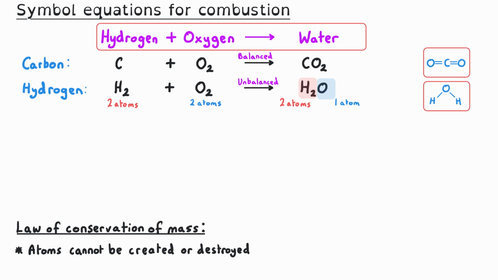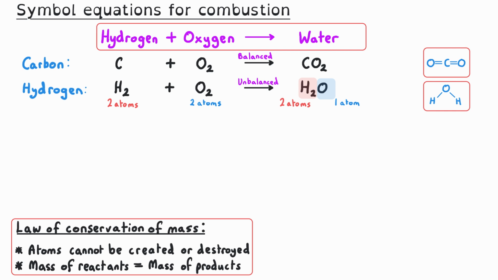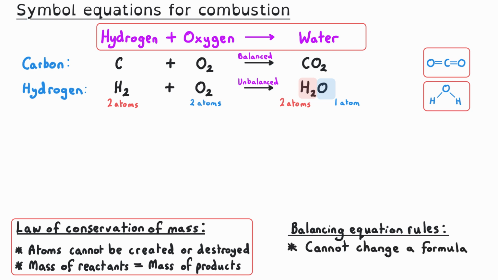And the second aspect of the law of conservation of mass is that the total mass of the reactants must be the same as the total mass of the products. And so we need to go through the motions here of balancing this equation. Now, the rules for balancing equations are quite straightforward. There are two things. First of all, what you cannot do. You cannot change a formula.